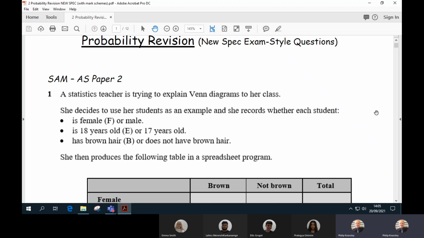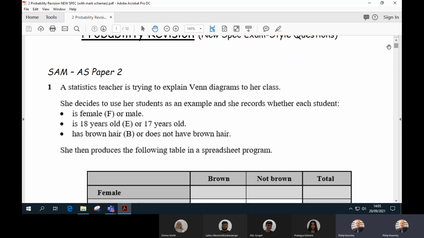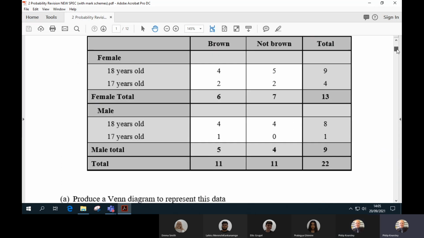This is a set of exam questions, and it's the new spec style of exam style questions for Chapter 2, Probability. And what we've done is we've put together all these sample material papers.